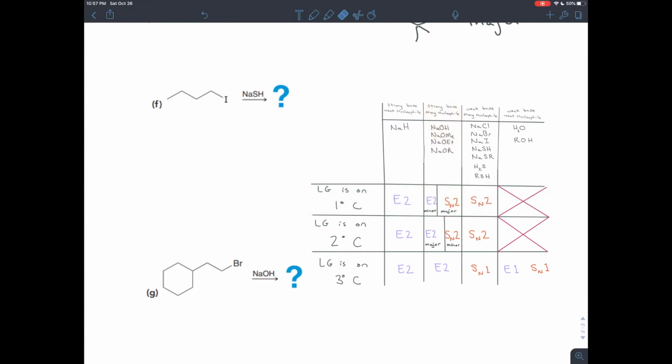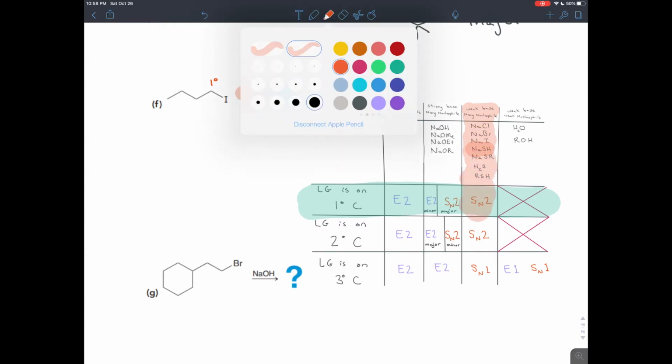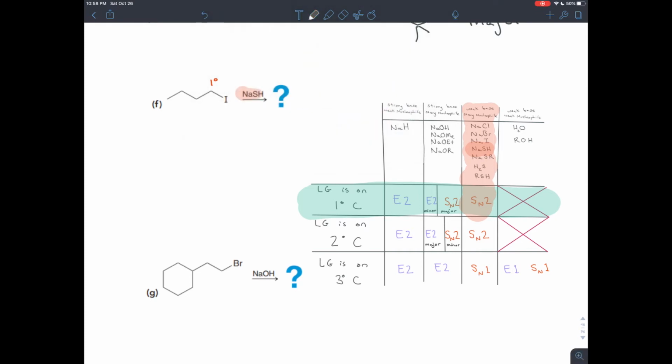All right, how about F? Well, first step, ask yourself, what type of carbon is the leaving group on? That carbon is bonded to just one other carbon, so that leaving group is on a primary carbon. That means that we're going to be dealing with this top row here. What type of nucleophile do we have? NaSH. That is a weak base and a strong nucleophile. So we're only going to get one mechanism here. We're going to get the Sn2 product. So only the Sn2 mechanism will give us products here.